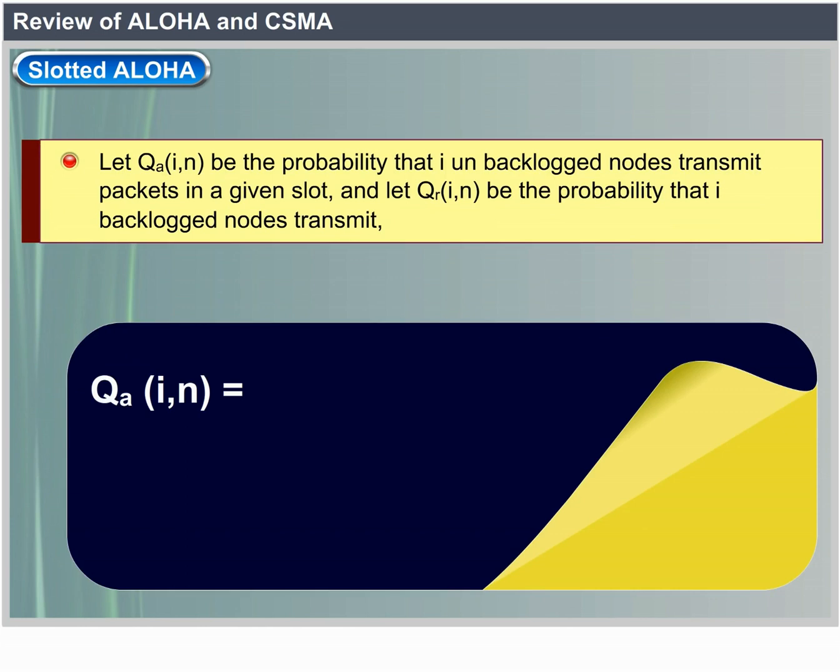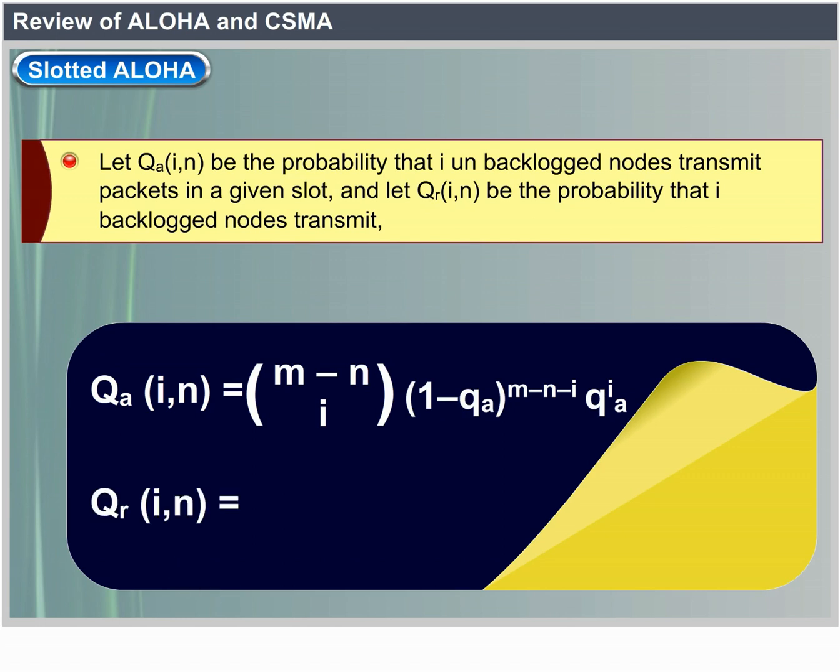QA of i, n is equal to (m minus n choose i) times (1 minus QA) power (m minus n minus i) times QA power i. QR of i, n is equal to (n choose i) times (1 minus QR) to the power (n minus i) times QR power i.